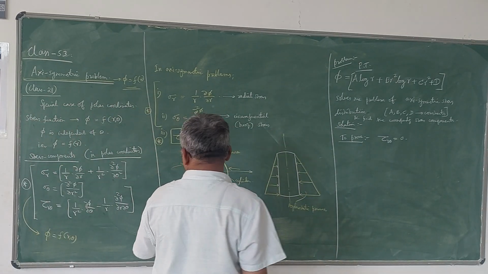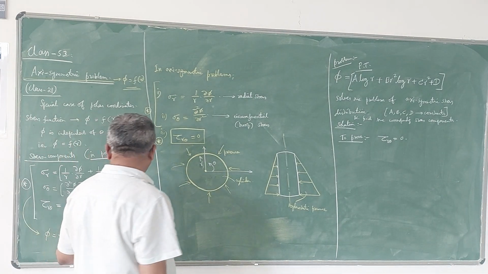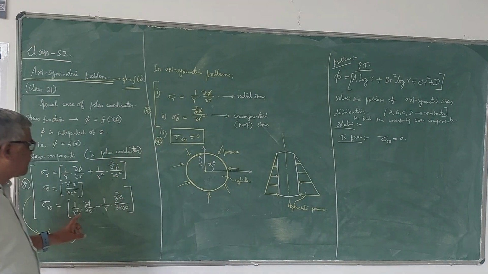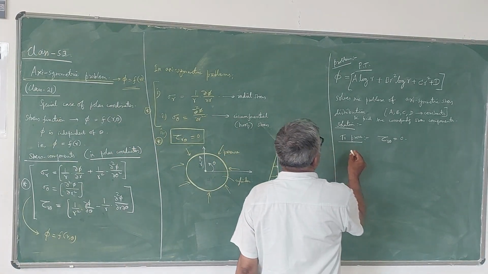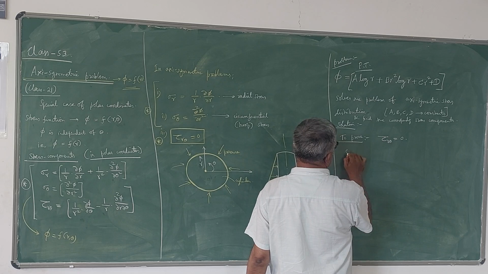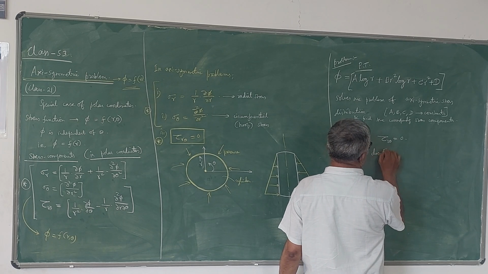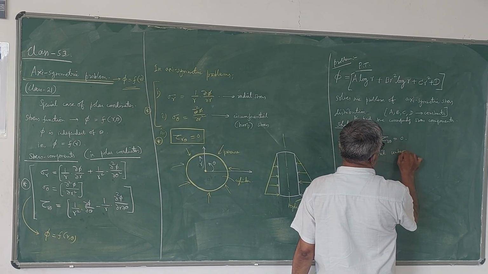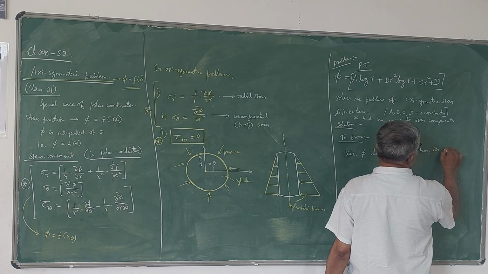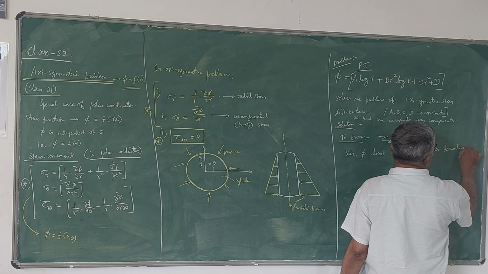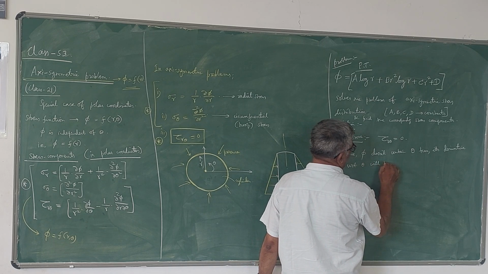What is tau r theta? So this we have to prove as 0. To prove this as 0, we have to differentiate phi with respect to theta, isn't it? Is there any theta component? Since phi does not contain a theta term, its derivative with respect to theta will be 0.